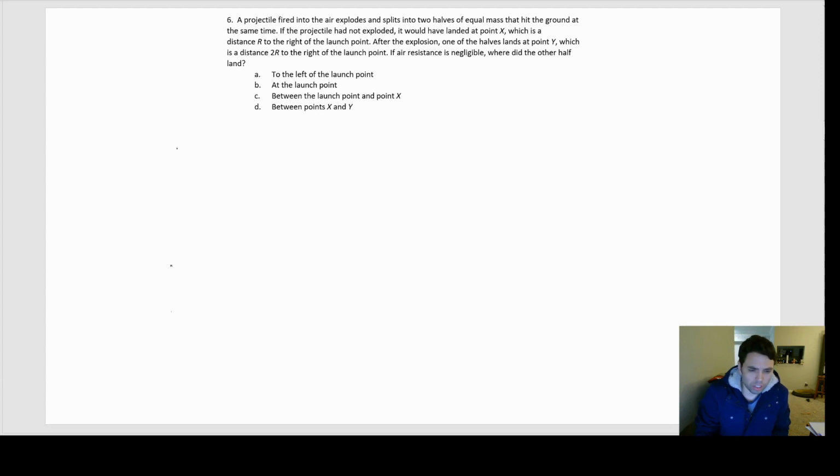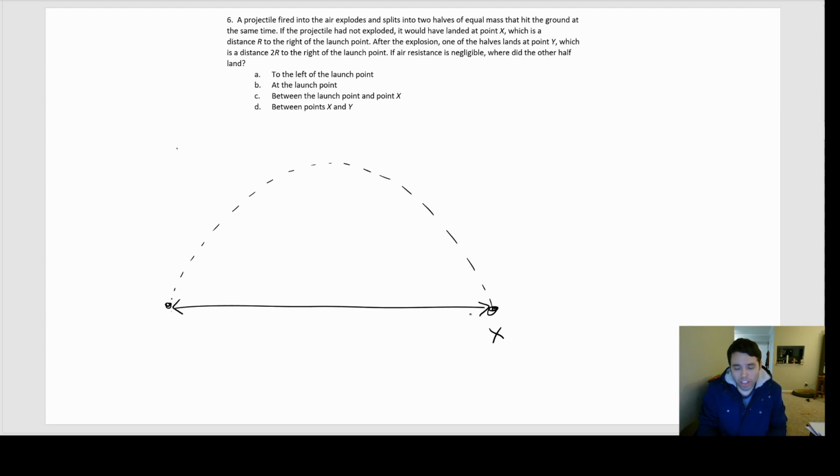So I shoot this thing up in the air. It goes, lands here. Now it says that if it had not exploded, it would have landed here at point X, which is a distance r from here to here. Look at that straight line. That's a pretty good straight line. A distance r. I get excited about straight lines and good circles. So if it hadn't exploded, it would land here at point X.